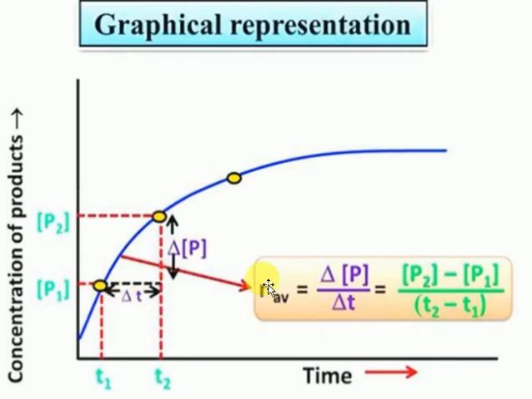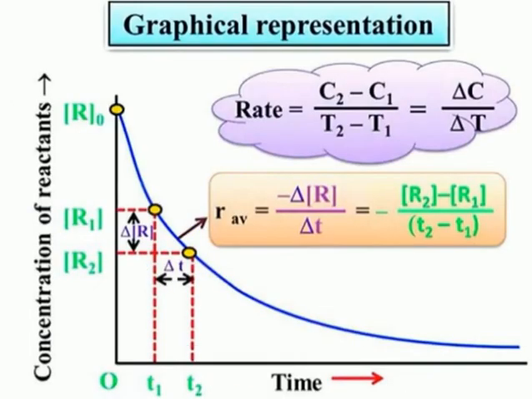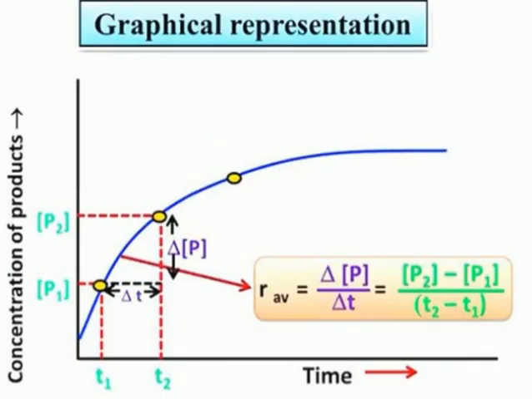So the average rate of the chemical reaction, with the change in the concentration of product, is delta P by delta T. What is the delta P value? P2 minus P1, divided by T2 minus T1, with respect to time. So the rate of reaction is mentioned with respect to reactant and also with respect to product.